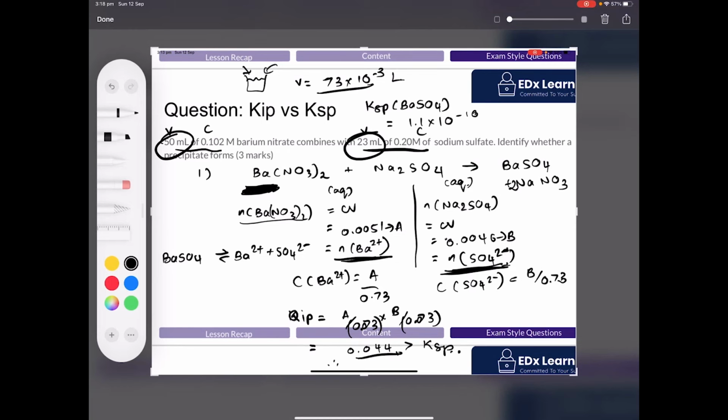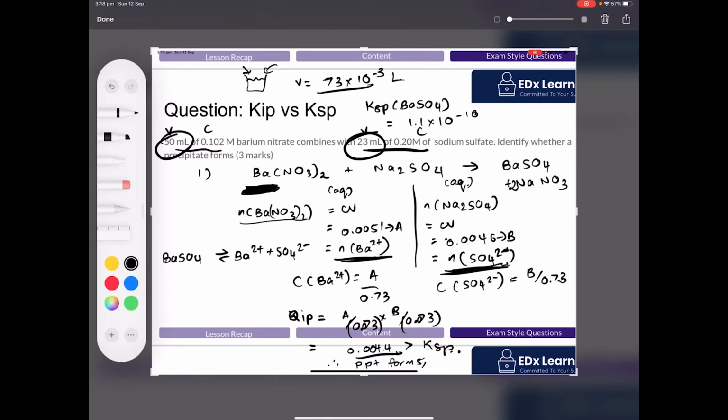Since it's bigger than KSP, you'd favor the reverse reaction. Yeah, it's 4.4 times 10 negative 3 essentially. Okay, double check your calculation work, Ian. Good. All right, so what do we write next?